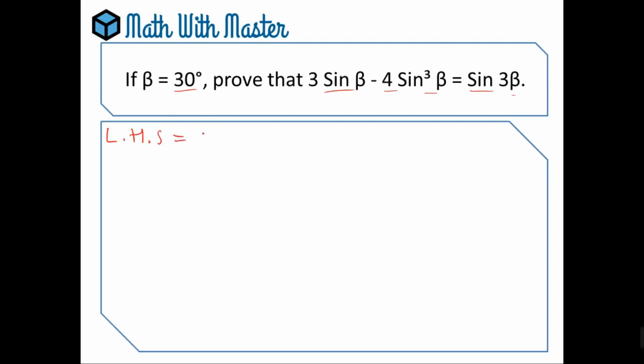What is our left hand side? 3 sine beta minus 4 sine cube beta is equal to 3 sine 30 degrees, because it is given that beta is 30 degrees. So we can replace beta with 30 degrees, minus 4 sine cube 30 degrees.